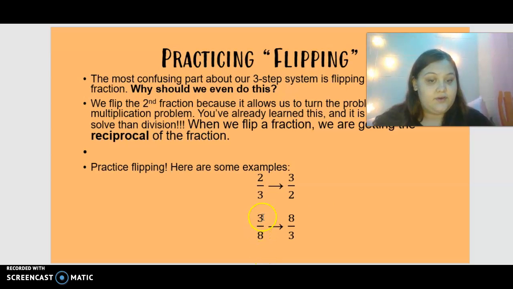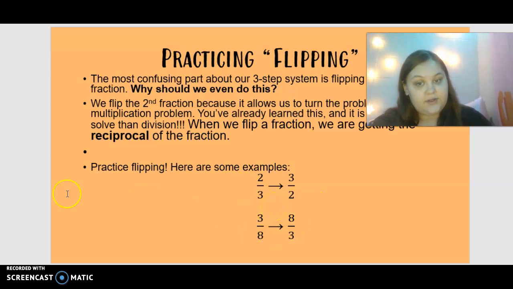So for the second example, we have 3 over 8. The 3 becomes the denominator and the 8 becomes the numerator, and it just flips around. It's not as hard as it seems. I know it sounded hard at first, but the more you get used to it, the easier it will become, okay? So do not worry about it. You've got it.